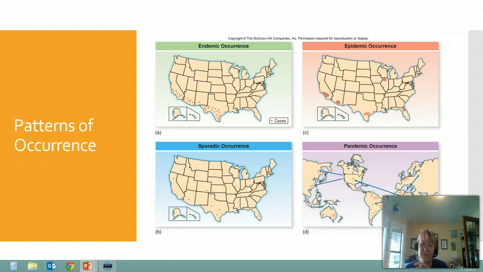And then the last one is the pandemic occurrence. This is when we have multiple continents involved, not countries, but continents. When multiple continents are reporting epidemic levels, that's when we see a pandemic. So it's important to note that if there's a rise in syphilis levels in Canada and the US, that does not mean it's a pandemic because we're on the same continent. It has to be more than one continent involved.